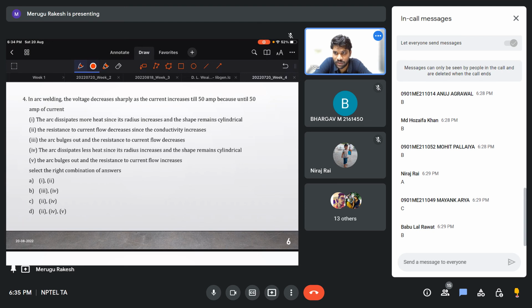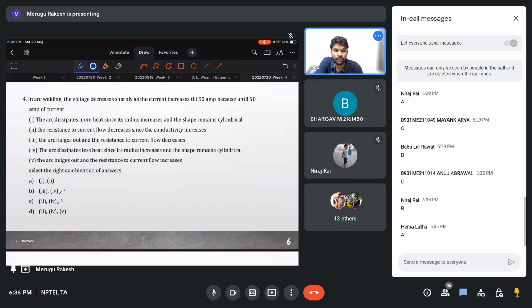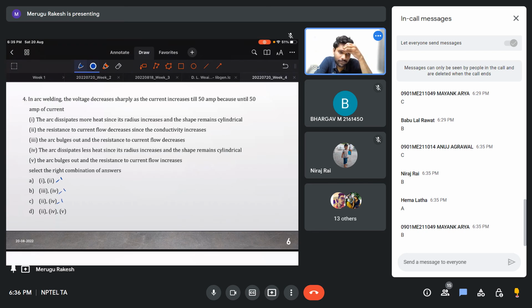Which option do you think is the correct one? Okay, some say option 1, option C, then option B. Option A. Okay, option B, one more. I will not give the answer right away. I will remove some options.